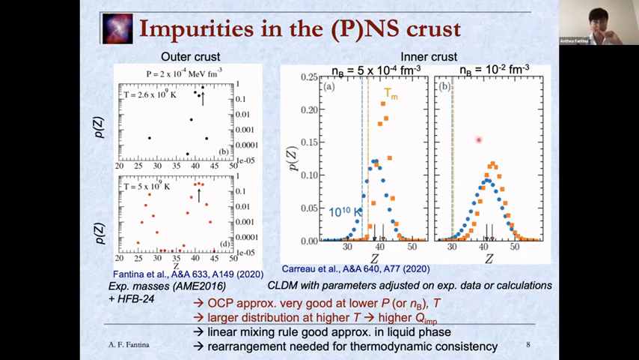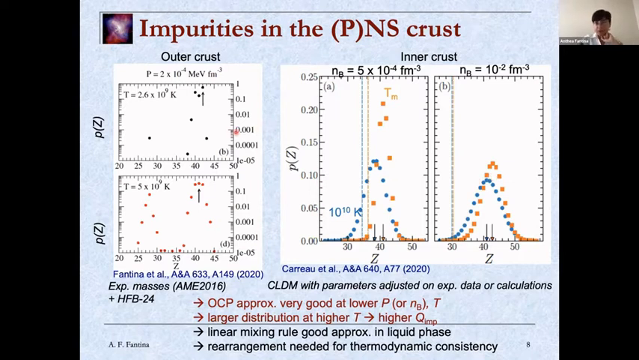And if you remember one of the first slides, I told you that the distribution depends also on terms like the rearrangement term. And you can see here that when we neglect the rearrangement terms, you get a prediction of the average Z that is very far off from the one you would have if you properly take it into account. So this term is actually needed for thermodynamic consistency.